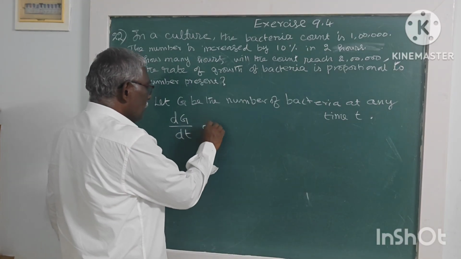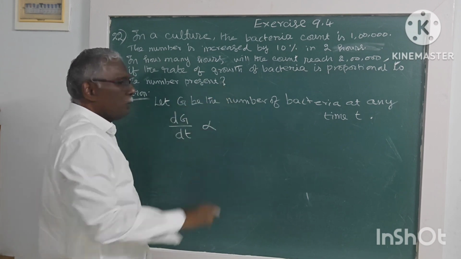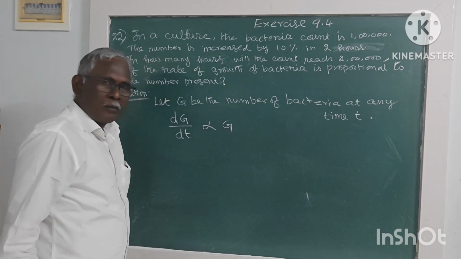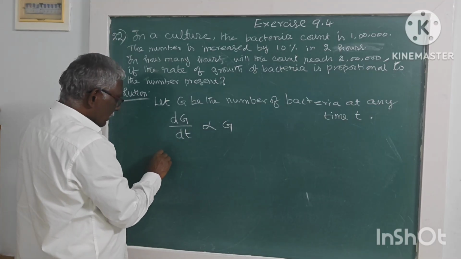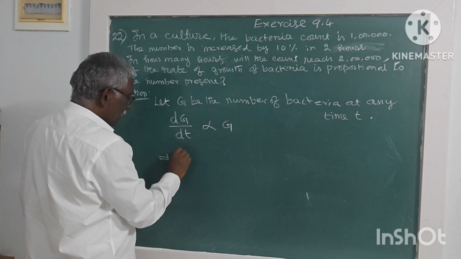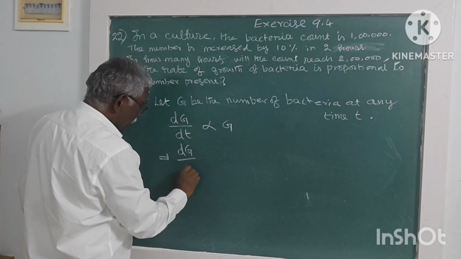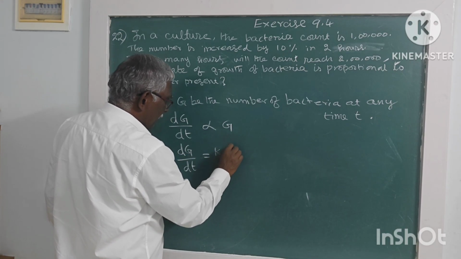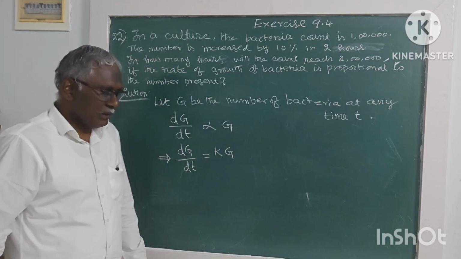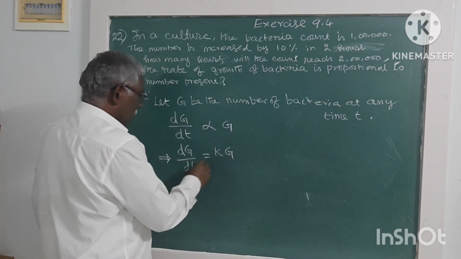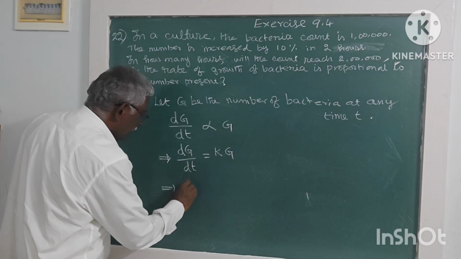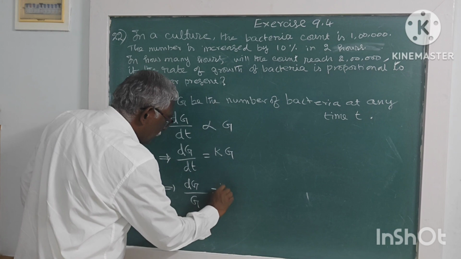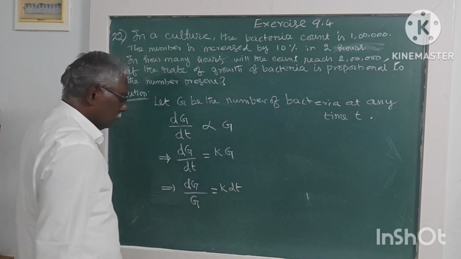This is proportional to the number present at that time, that is, proportional to G. So the proportionality, we can replace with a constant. So dg by dt is equal to k times g, where k is a constant. So we can rewrite this as dg by g is equal to k into dt.